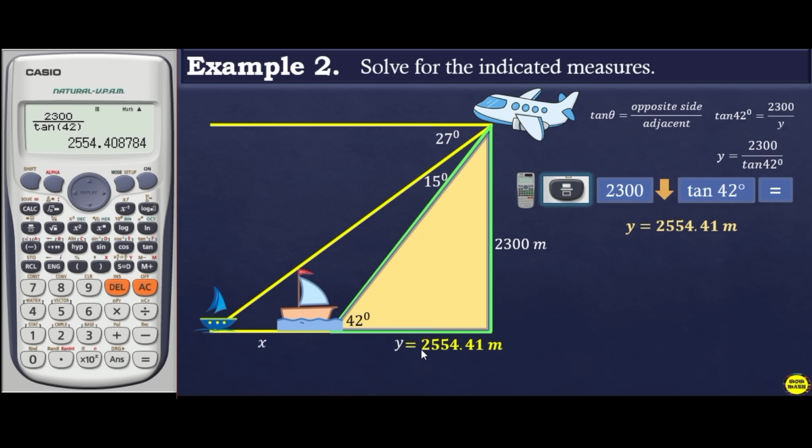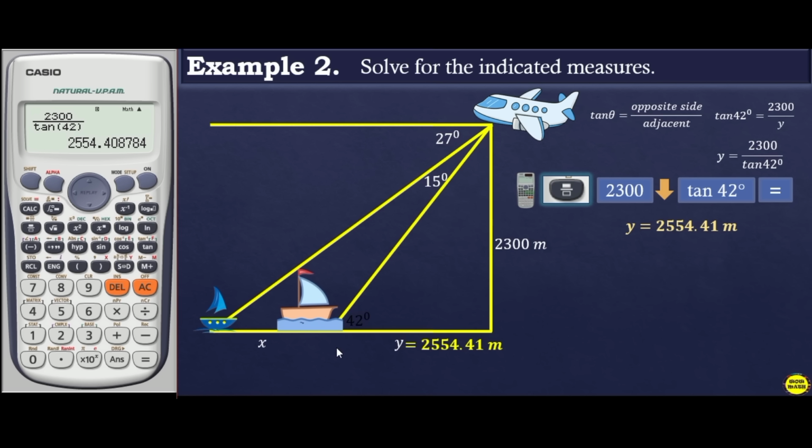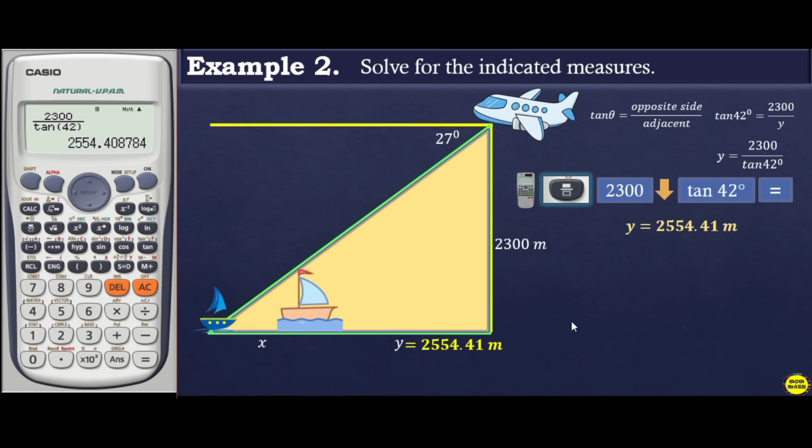Now, paano natin makukuha yung value ng x? Itong length nito, yung side na to. So, para makuha natin ito, kunin natin yung measure ng side nitong buong triangle, kunin natin itong measure ng buo. And then, i-minus natin yung sukat ni y, makukuha natin si x. So, focus tayo dun sa malaking triangle. Para makuha natin si x, kailangan natin makuha yung measure nitong buo. So, kunin natin itong buo, i-minus natin si y, makukuha natin si x.